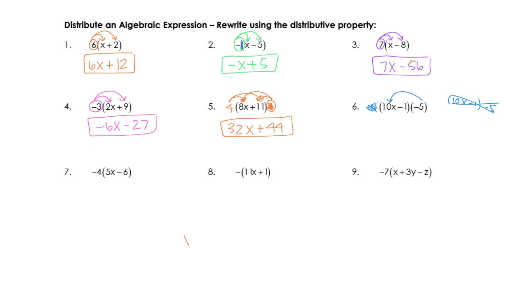So we have 10x times -5, which would be -50x. And then -1 times -5. Two negatives again make a positive. 1 times 5 would be +5.